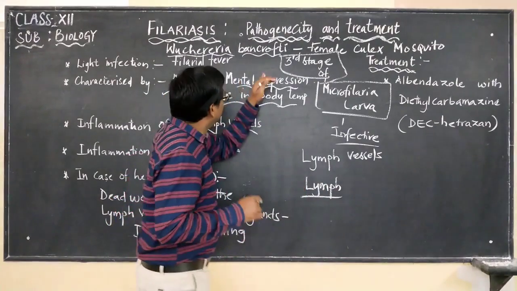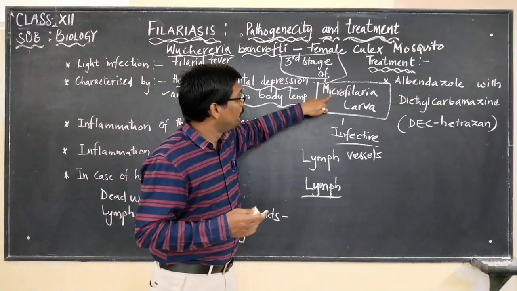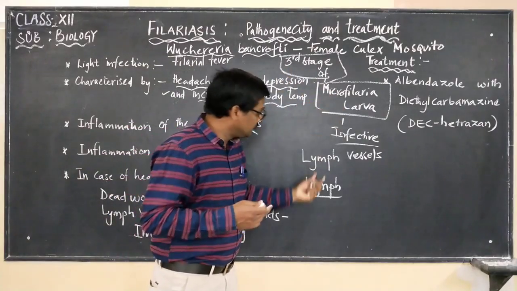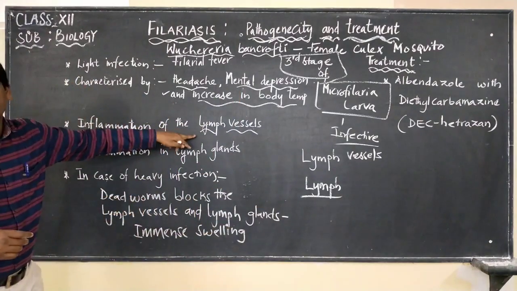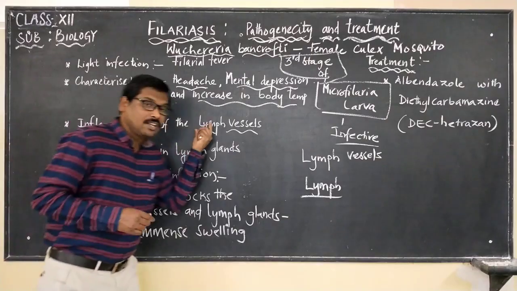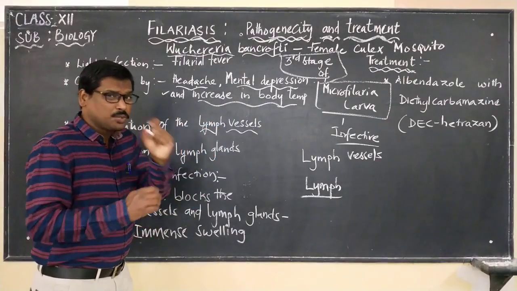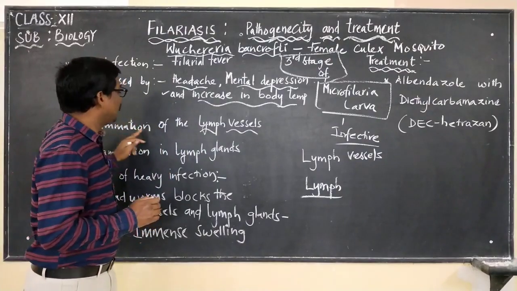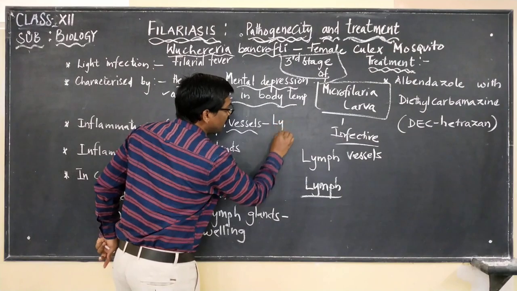So once this Wuchereria bancrofti, which is in the third stage of microfilarial larva, is present in the lymph, it leads to what? Inflammation of the lymph vessels. There is one term that we have to remember for inflammation of the lymph vessels: lymphangitis.